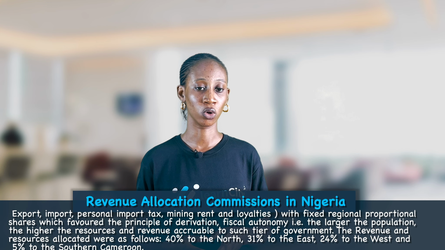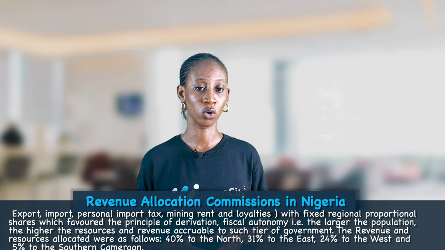This is the state share of the federation account, and it amounts to the state share of the divisible taxes. What are these divisible taxes? Export income, personal income tax, mining rent, and royalties with fixed regional proportions.